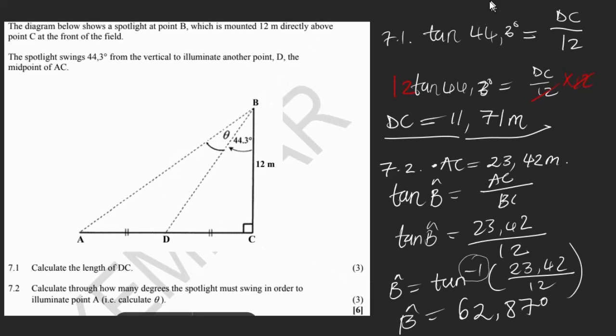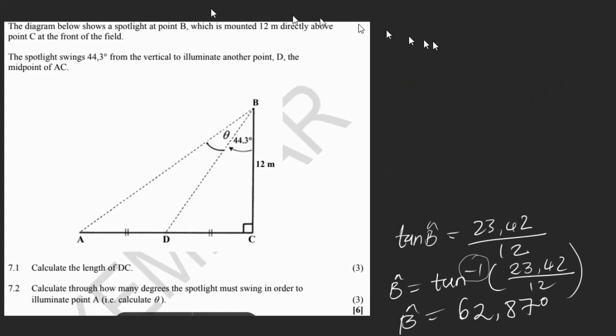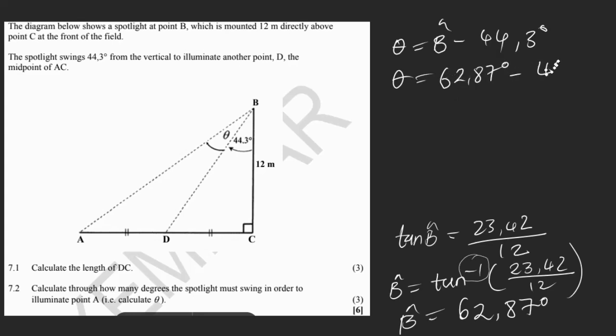Let me create some space for that. So here's a small gap above there. I've erased the details whereby we can do that. So we are saying now theta is equal to the angle B minus the 44.3 degrees. Substitution to that, my B was 62.87 degrees. If I subtract 44.3 degrees, then my theta will be 18.57 degrees. Don't forget the unit there.